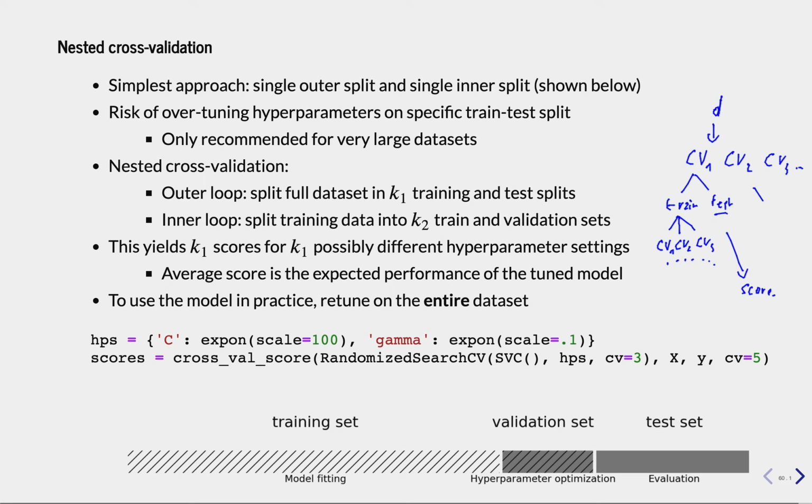And we do that n times, and then we take the average of that, and that would be the score of our tuned model. Now, important is that the best hyperparameters can be different in every test set. So we end up with a set of hyperparameter settings, each with a score, and you can look at the average score as a measure of how good our optimized model will behave.